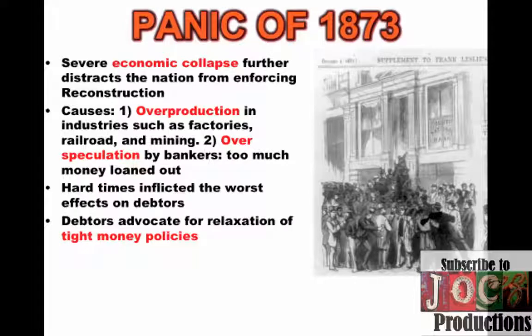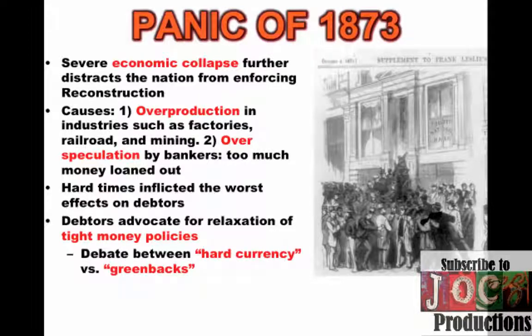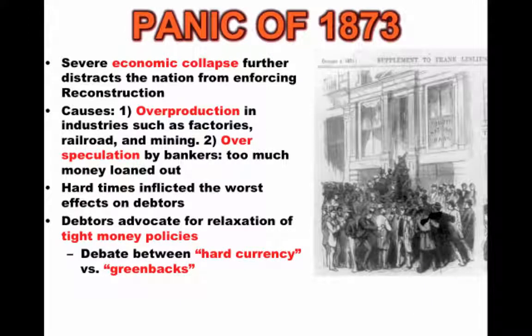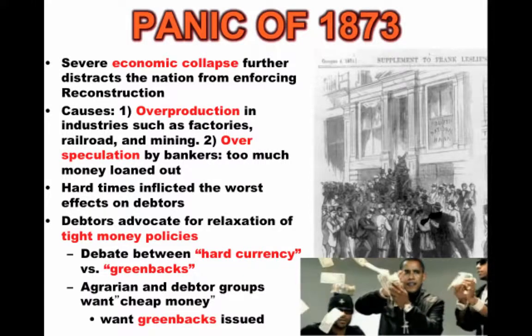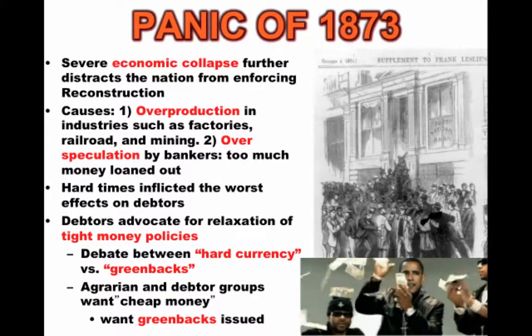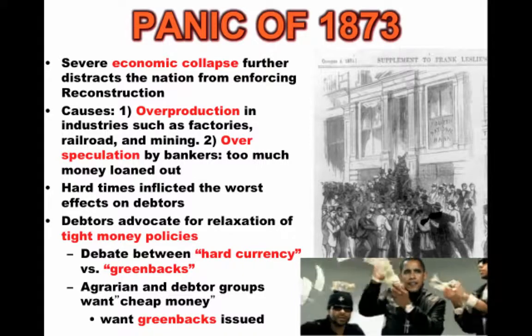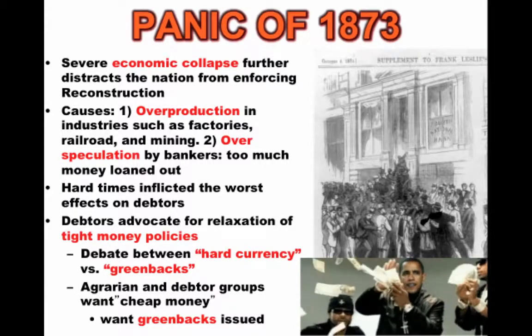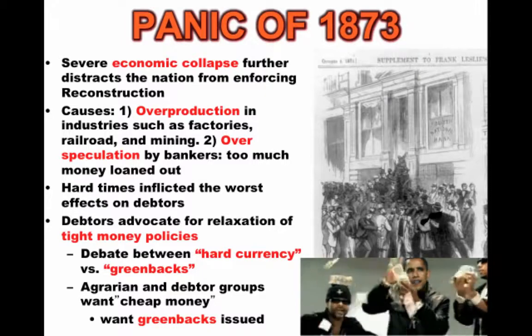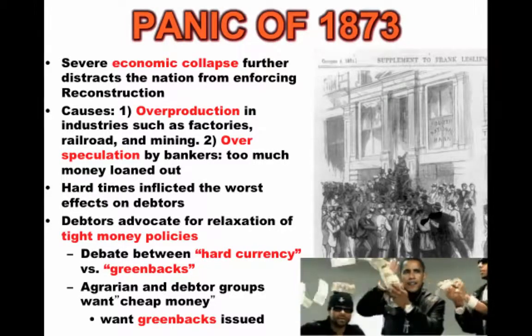And this brings up a debate over monetary policies. Debtors advocate for relaxation of tight money policies, where there is a restriction on access to easy money. And the debate comes down to those who favor hard currency, gold and silver, versus paper money or soft currency such as greenbacks. And ultimately, it is going to be a debate that reemerges, especially in the 1890s, when farmers, the agrarian sector, and other debtor groups want cheap money. They want greenbacks issued. They want to make it rain.